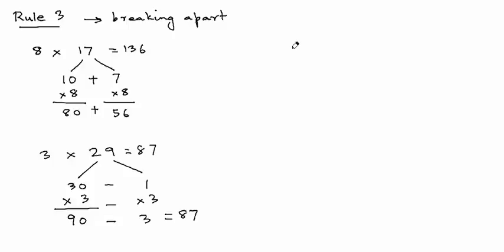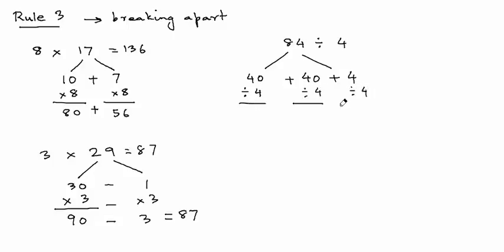And you could actually do the same thing with division as well. Imagine trying to do, let's say, 84 divided by 4 in your head. You could break down the 84 into a 40 plus 40 plus 4. 40 plus 40 is 80 plus 4 is 84. And then go on to divide each one of them by 4. And add the answers. So 40 divided by 4 is 10. 40 divided by 4 is 10. 4 divided by 4 is 1. So this answer is 21.